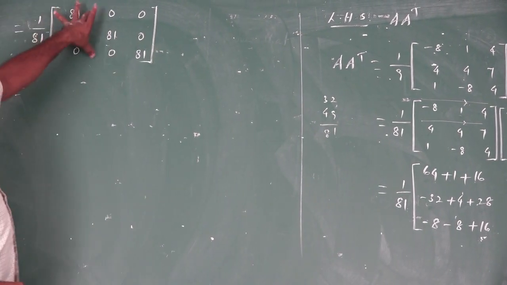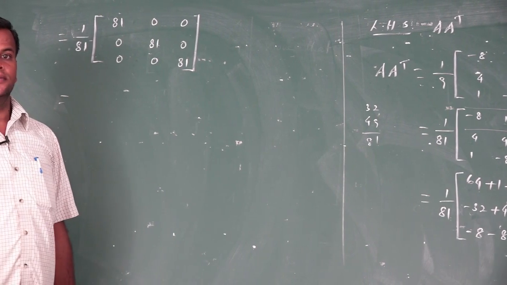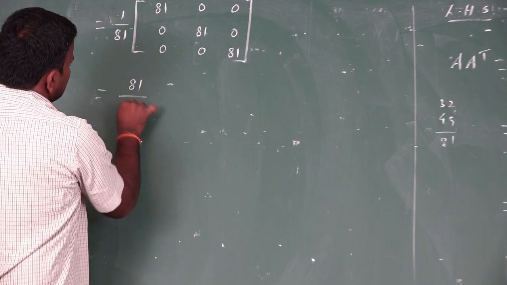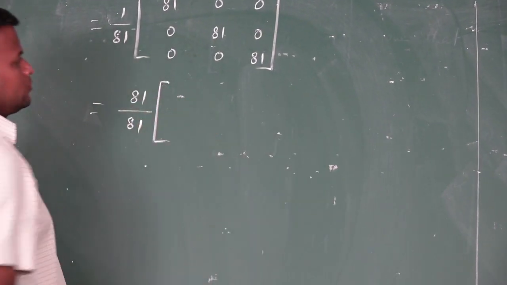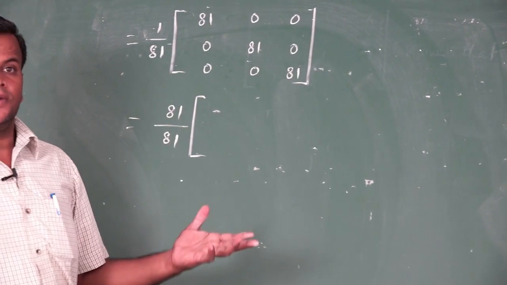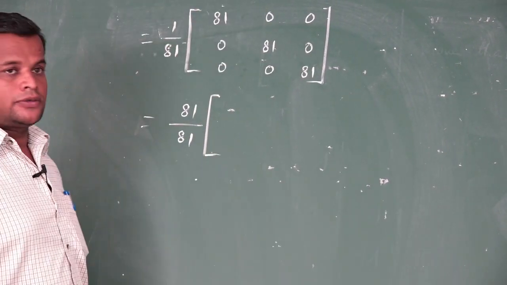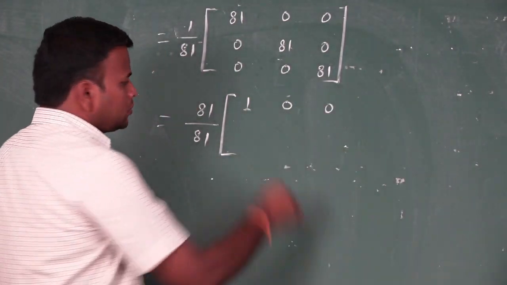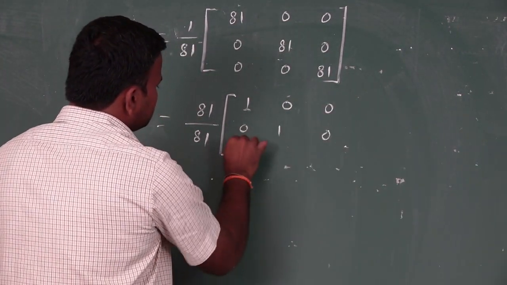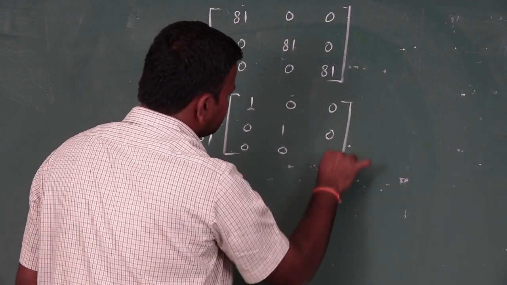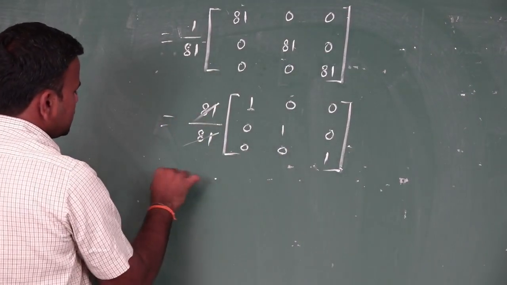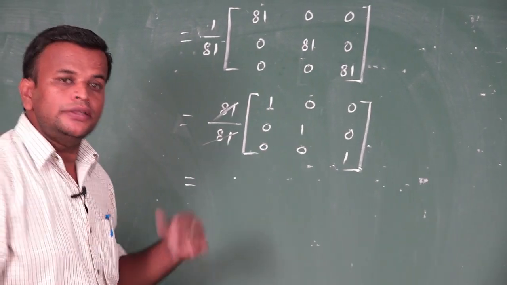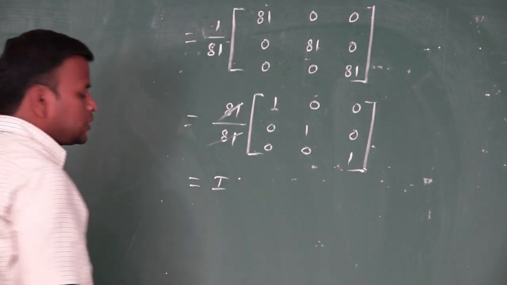You see in this matrix, one number is common. The number is 81, so I take 81 outside. What are the remaining elements? 1, 0, 0; 0, 1, 0; 0, 0, 1. Cancelling, it is the identity matrix of order 3, so I write it as just I.